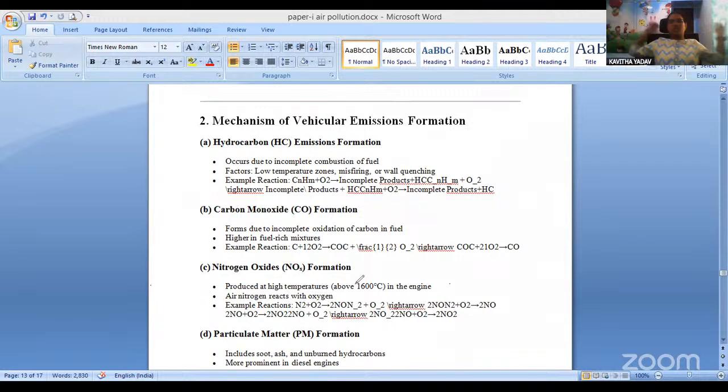In that particular engine. Example reactions are N2 plus O2. I will write it again.